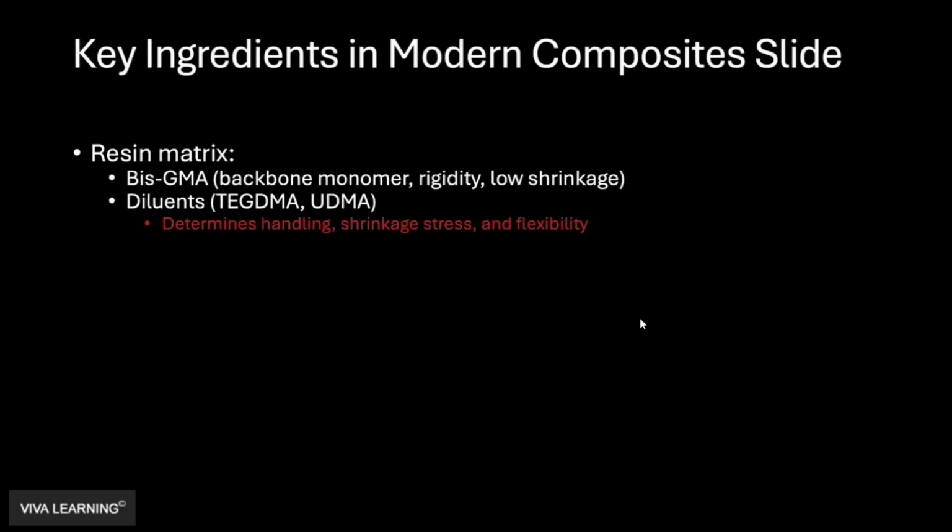So what are the key ingredients that we find in modern composites? The first thing that we're going to be talking about in modern composites is the matrix, which is the BisGMA. The BisGMA is just the resin that allows the other parts of the composite to be dissolved in. This is what we call the backbone monomer of the composites, and this is what determines the handling, the shrinkage stress, and the flexibility of the composite.